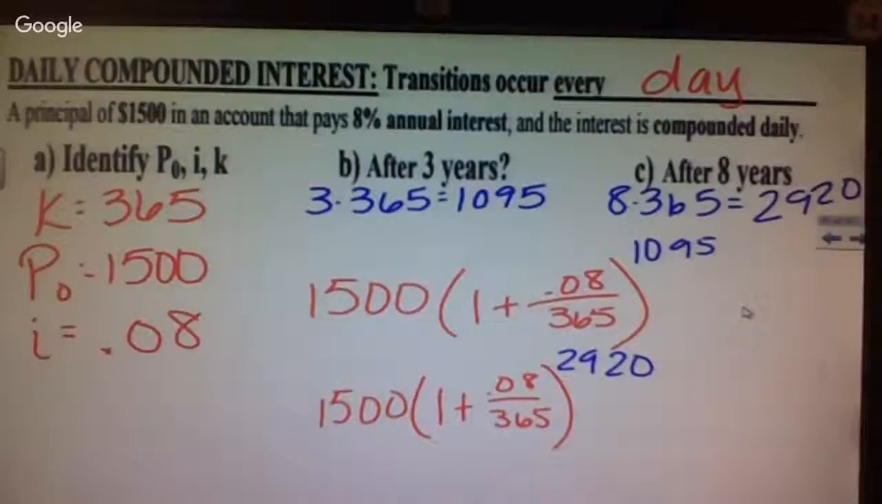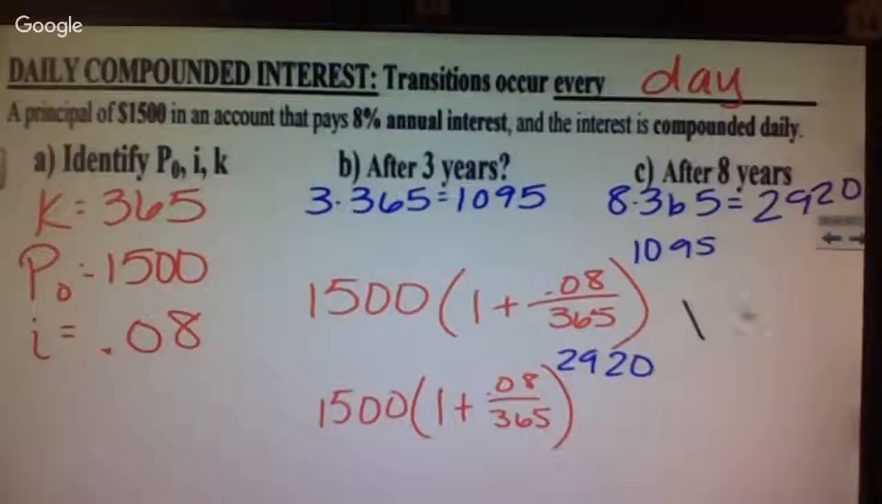I'm gonna do that one. Careful. For 3 years, you're raising it to the 1,095. Or you raised it to 3. Oh. It is 3, but it's 3 times how many days in the year. So you need to raise it to that.